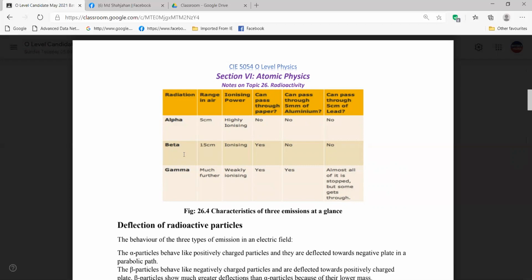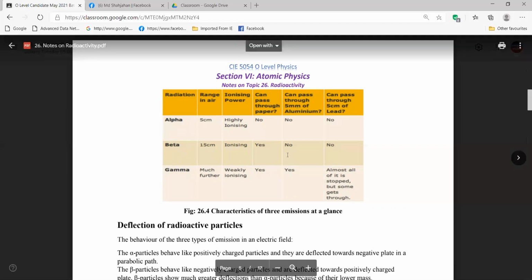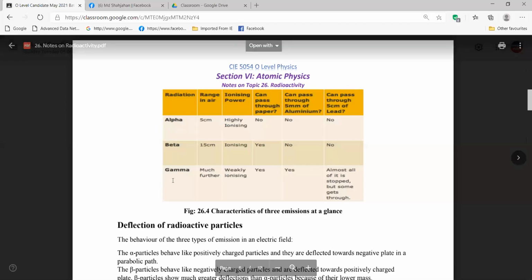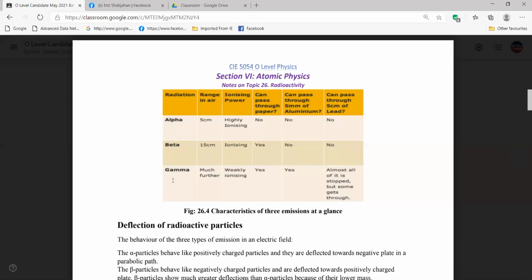Beta, 15 centimeters, ionizing. That means beta can pass through paper but cannot pass through the aluminum. Lead, there is no question, it cannot. Then gamma: much farther, weakly ionizing. Almost all of it is stopped, but some gets through. So here we are getting all the characteristics at a glance, right?